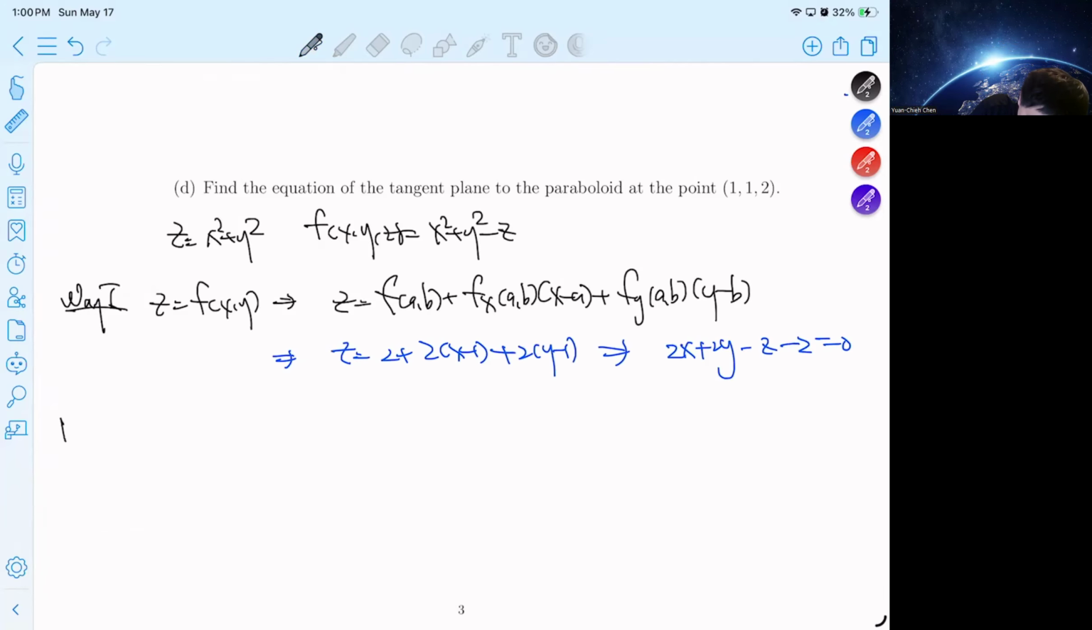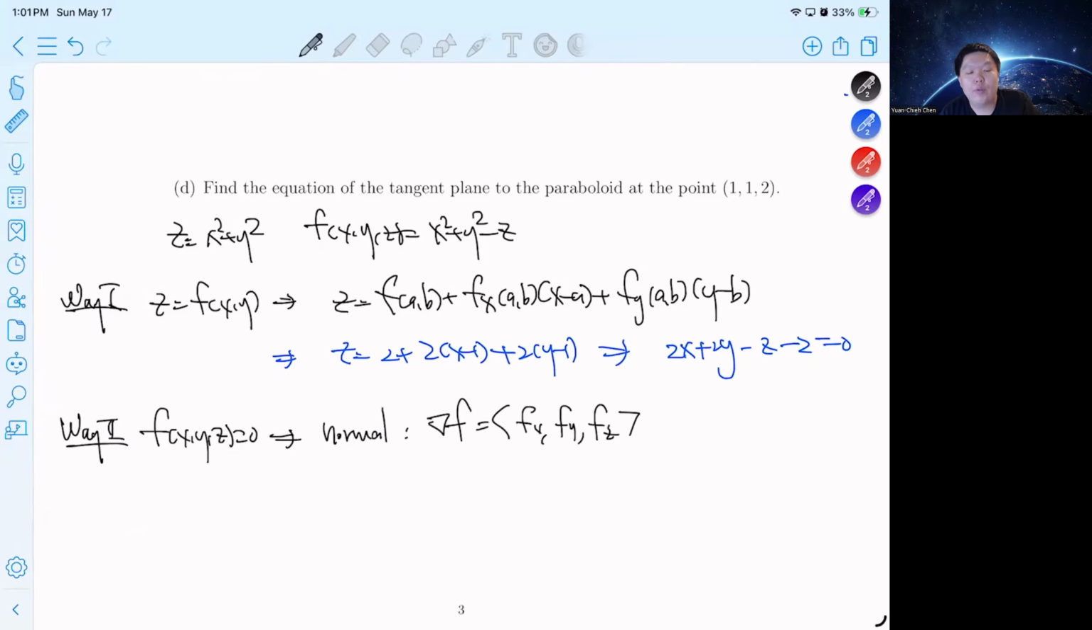So for f(x,y,z) equals 0, the tangent plane will look like this. The normal vector is the gradient of f, so it will be fx, fy, fz. And for the plane equation, we only have to know the normal and a point on that tangent plane, and we're done. So that's what we need.